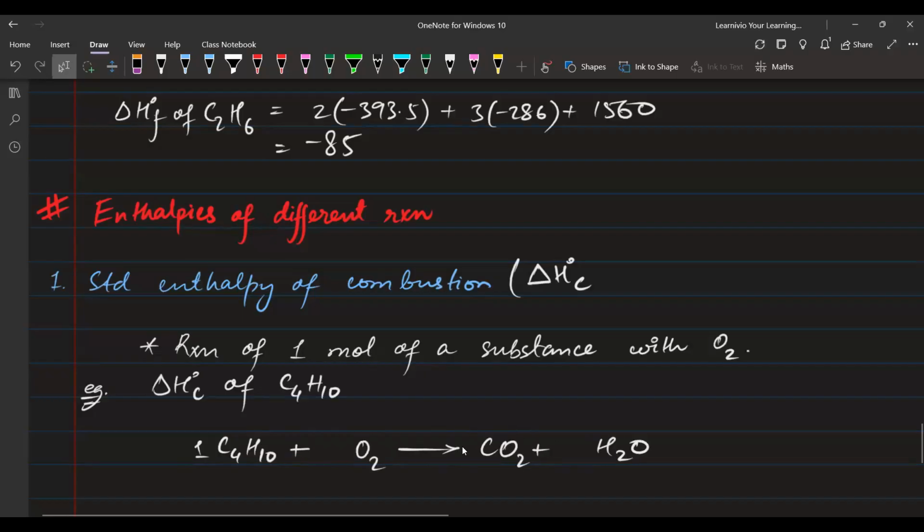There is no doubt about that. How many carbon atoms? 4 carbon atoms. How many hydrogen atoms? 10 here, so 5 here. It's very easy to balance the oxygen atoms. How many oxygen atoms here? 2 times 4 is 8. How many here? 8 plus 5, 13. It is 13, so put 13 by 2. This many oxygen atoms. Copy this down.